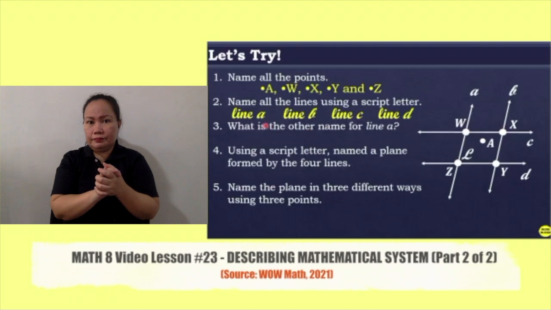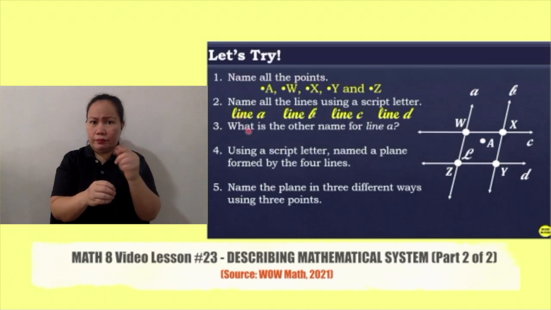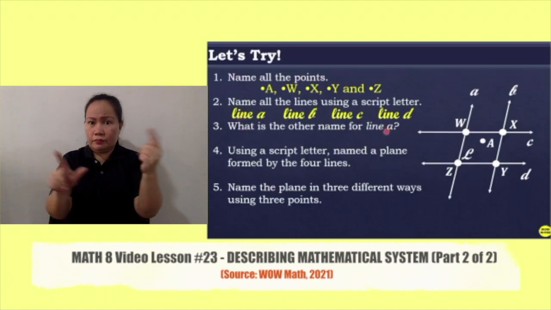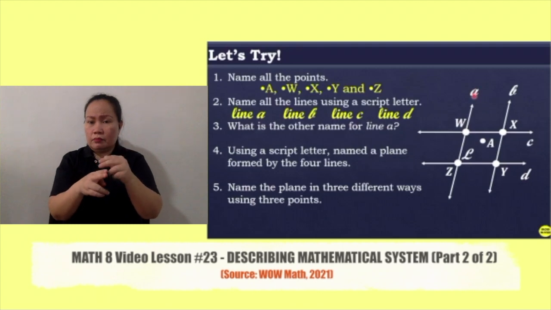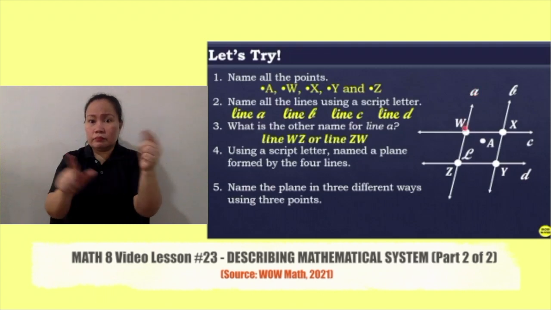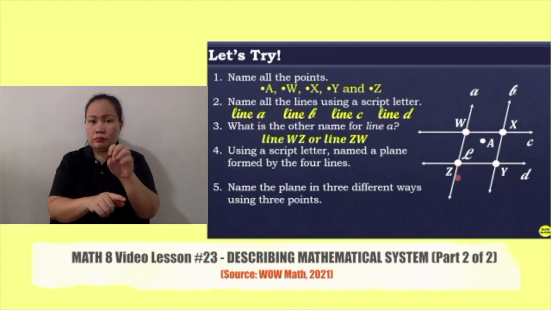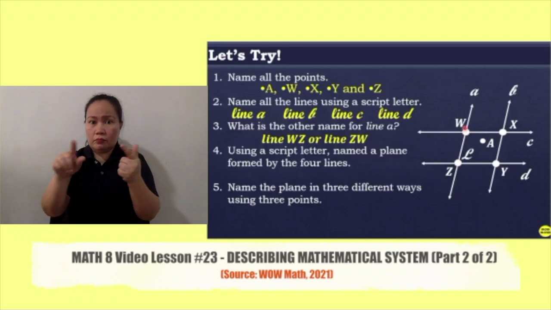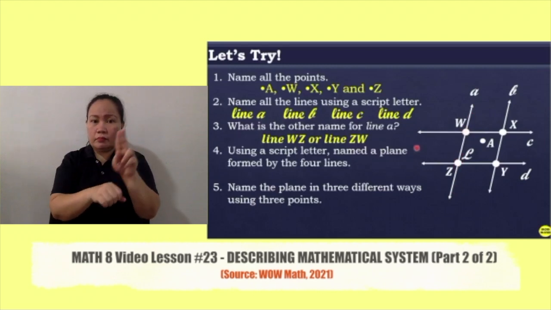So, ayun po. Pwede rin pong gumamit kayo ng symbol dito ha, ng line, para hindi nyo na isulat yung word na line. And then, what is the other name for line A? So, ito si line A. What is the other name for line A? Pwede pong line WZ or line ZW. Okay, so that is the other name for line A.